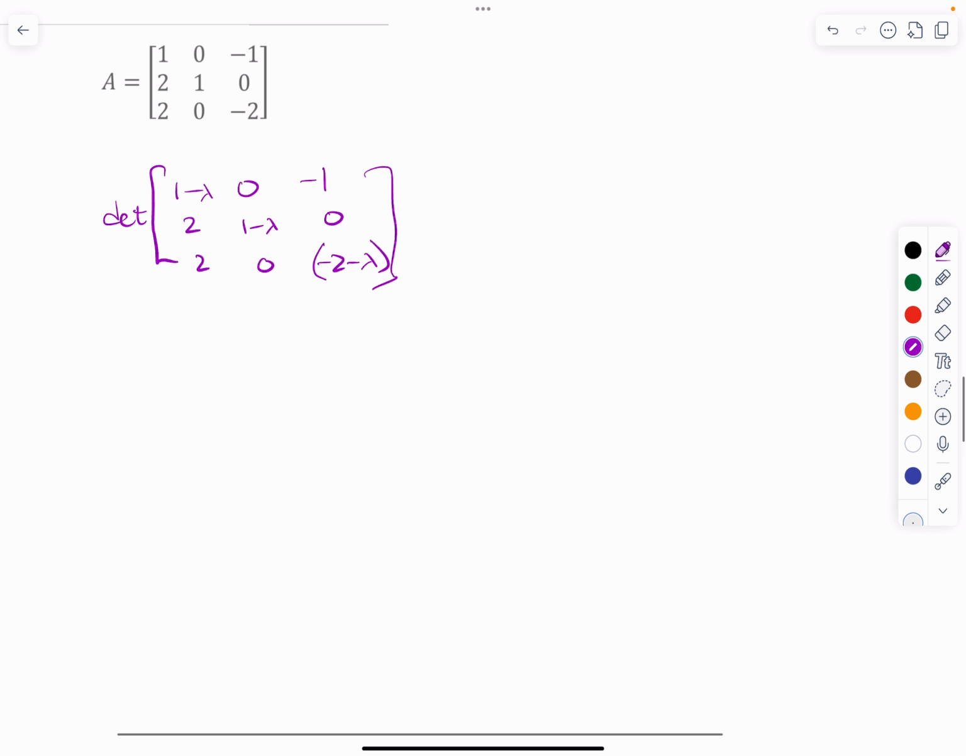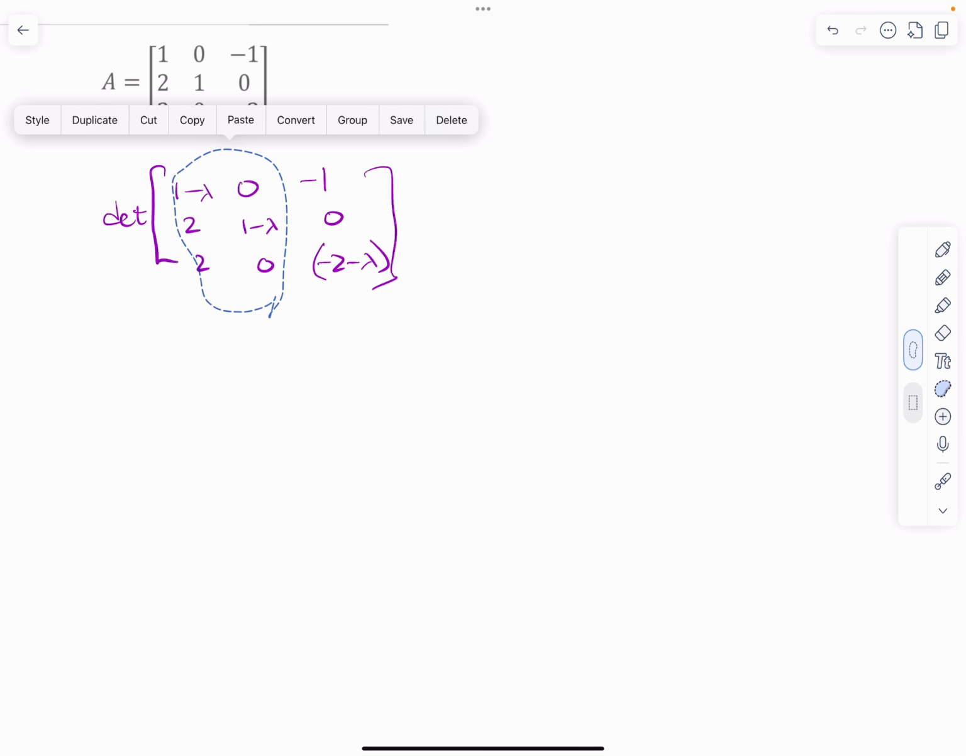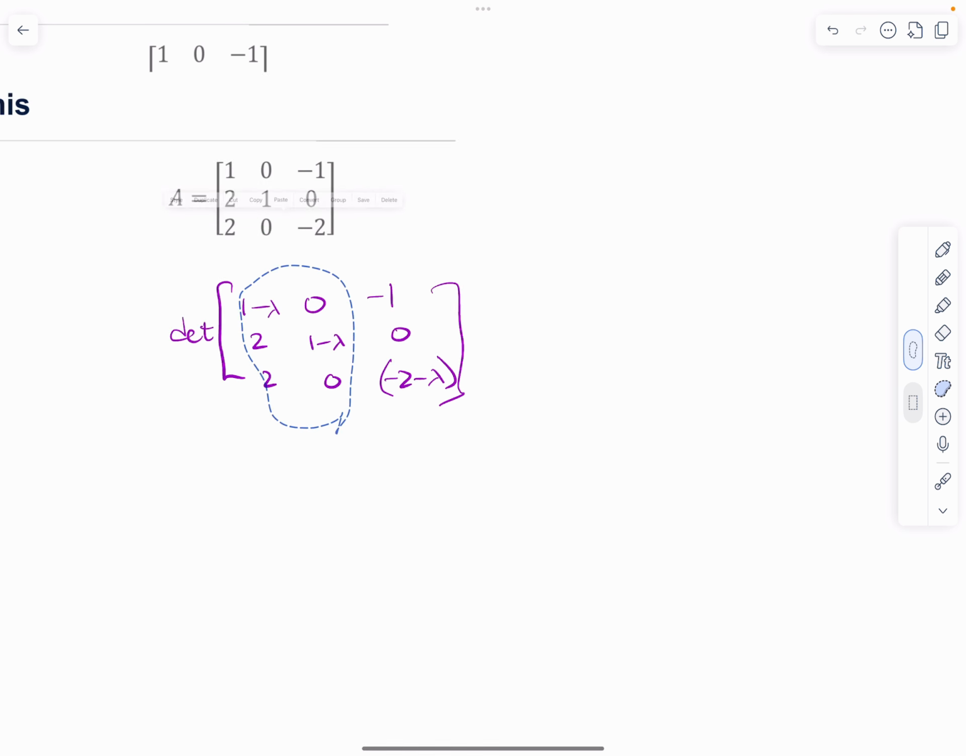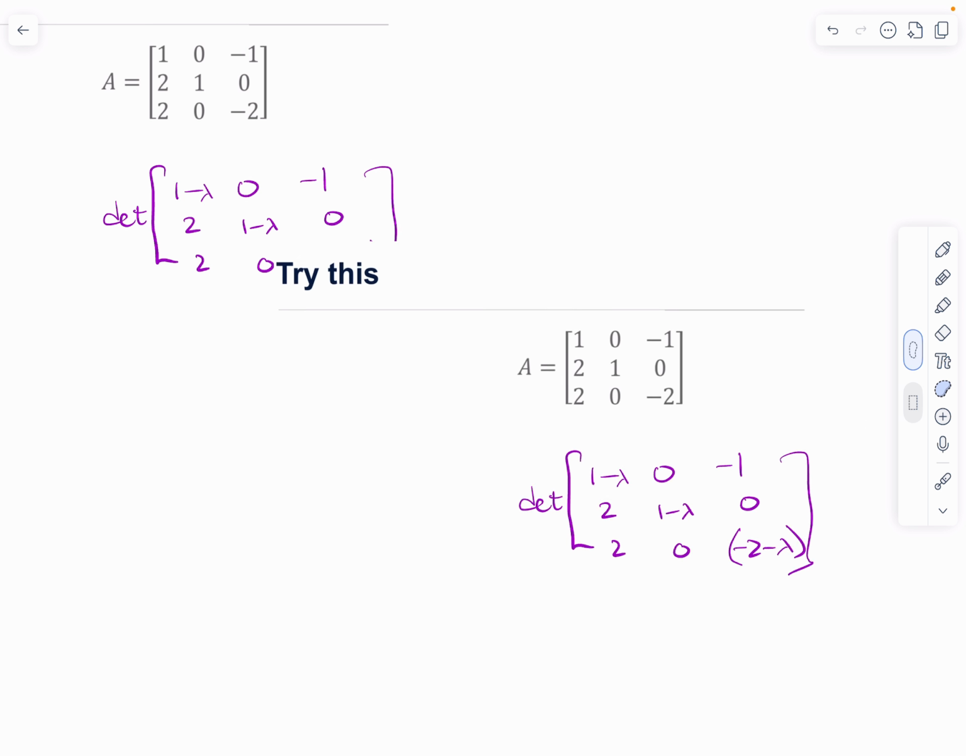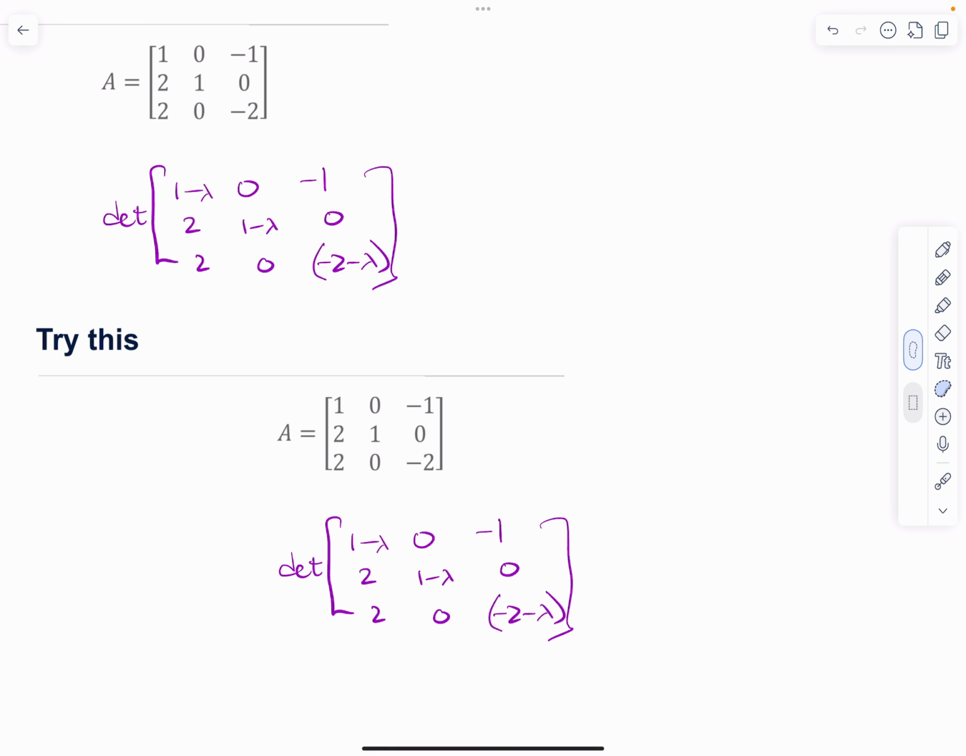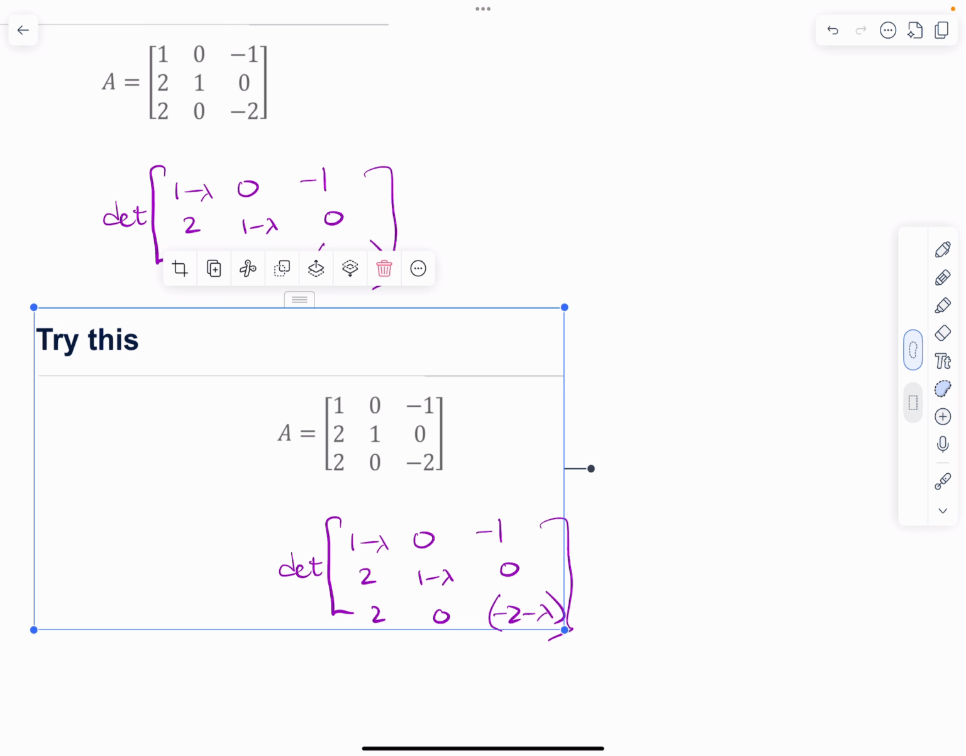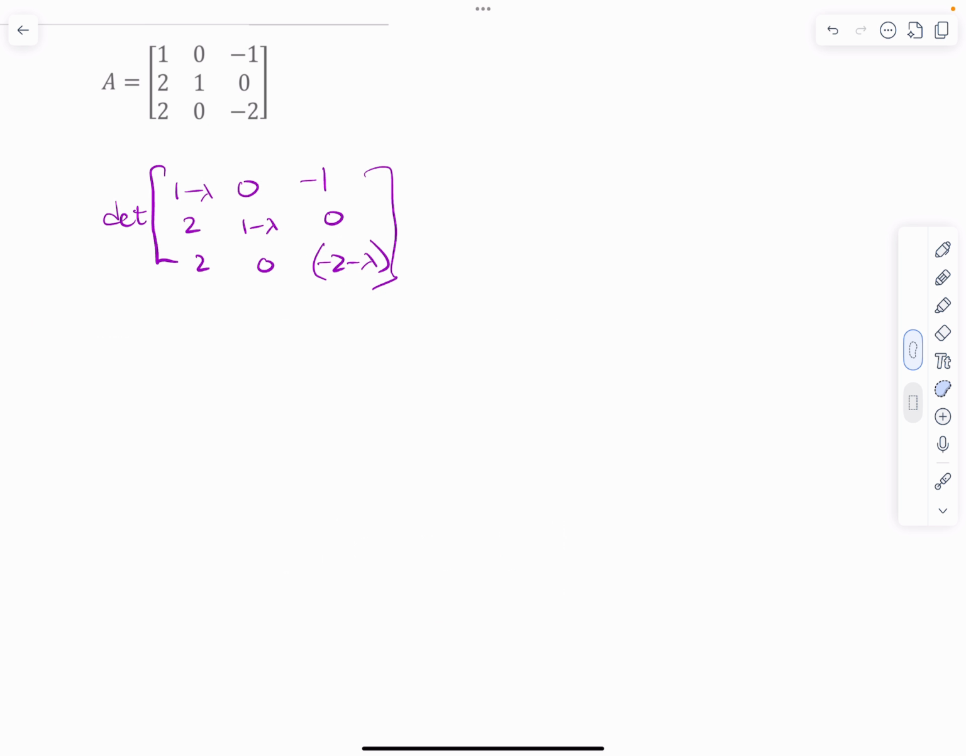Okay, so to do this determinant, I'm going to copy the two columns. Oh, I didn't mean for that to happen. That's weird. Let's delete that. Okay, I just have to write it. So 1 minus lambda, 2, 2, 0, 1 minus lambda, 0. And then I'll do the diagonals.